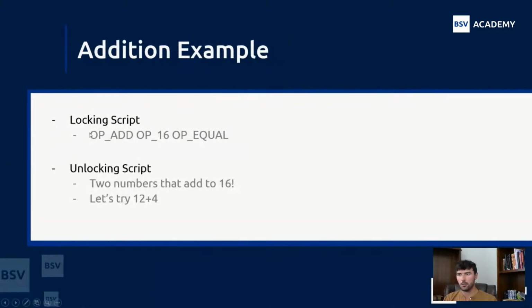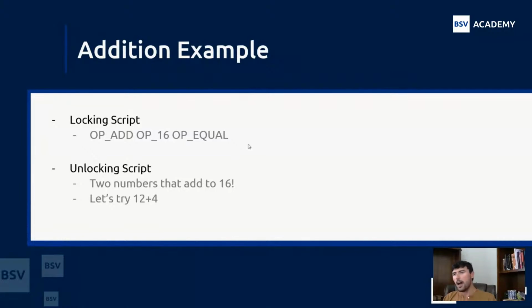So the locking script is going to be OP_ADD, OP_16, and OP_EQUAL. And I'll explain why it's written this way. But if you remember, we said that the unlocking script is loaded onto the stack first, and then the locking script. And so we're going to walk through this step by step here.